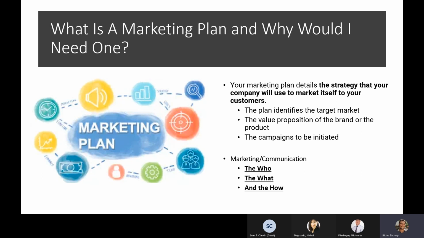Then, what are we trying to get them to do? What are we trying to get that target market to accomplish? That's the value proposition of the brand or a product. So what are we trying to get them to do? Are we trying to gather leads from them? Are we trying to let them know about an open house? Are we trying to get them to visit our website? What exactly are we trying to do? And then we can decide on how we get them to accomplish that.